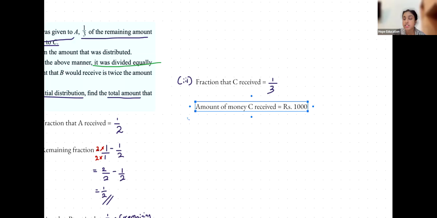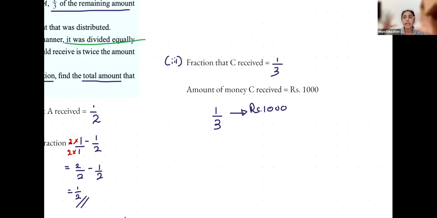So fraction that C received is 1 over 3. Amount C received is 1000. That means, Lamai, this 1 over 3 is equal to 1000 rupees. Total amount. If 1 over 3 is 1000, total means 3 over 3. So if 1 over 3 is 1000, for 3 over 3 you have to multiply by 3. That would be 3000 rupees.